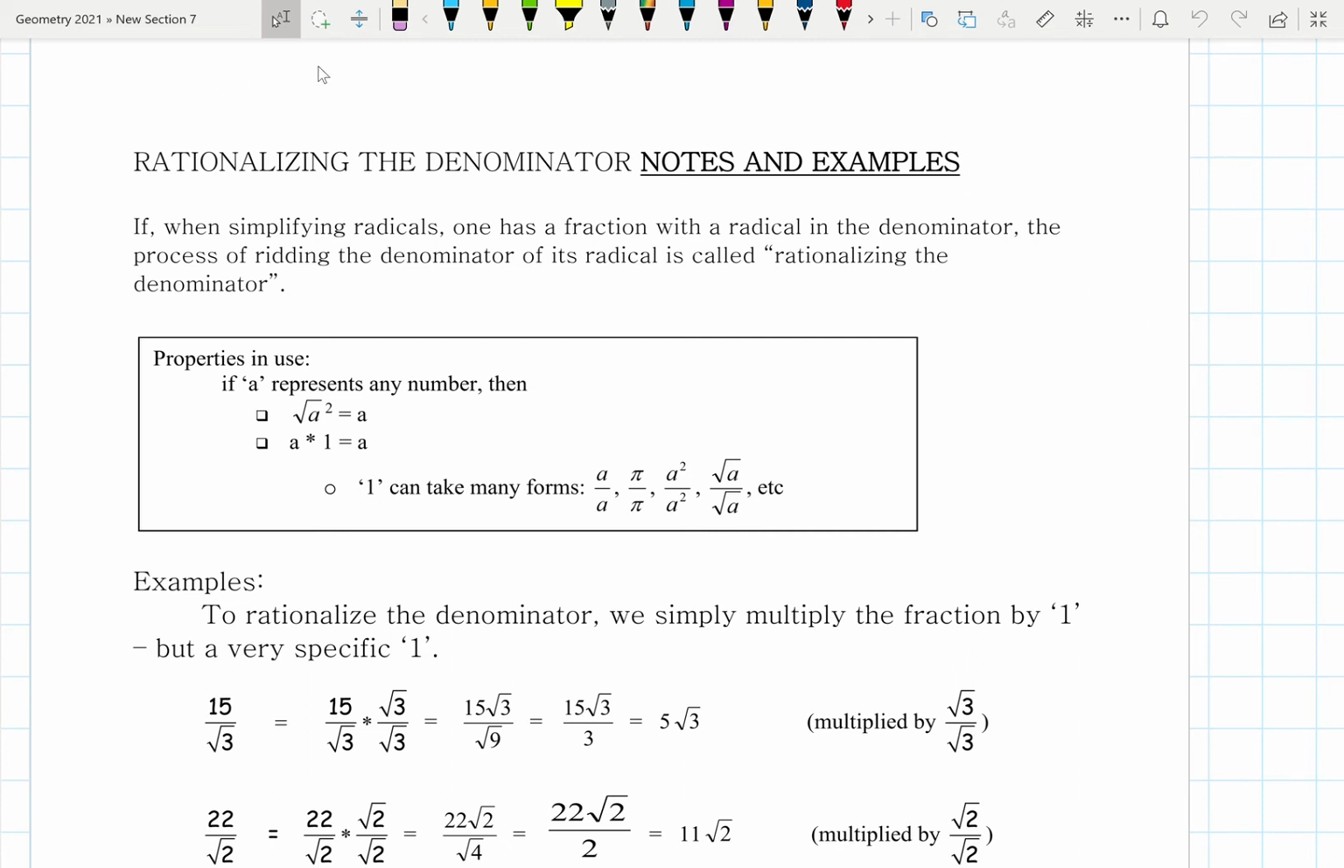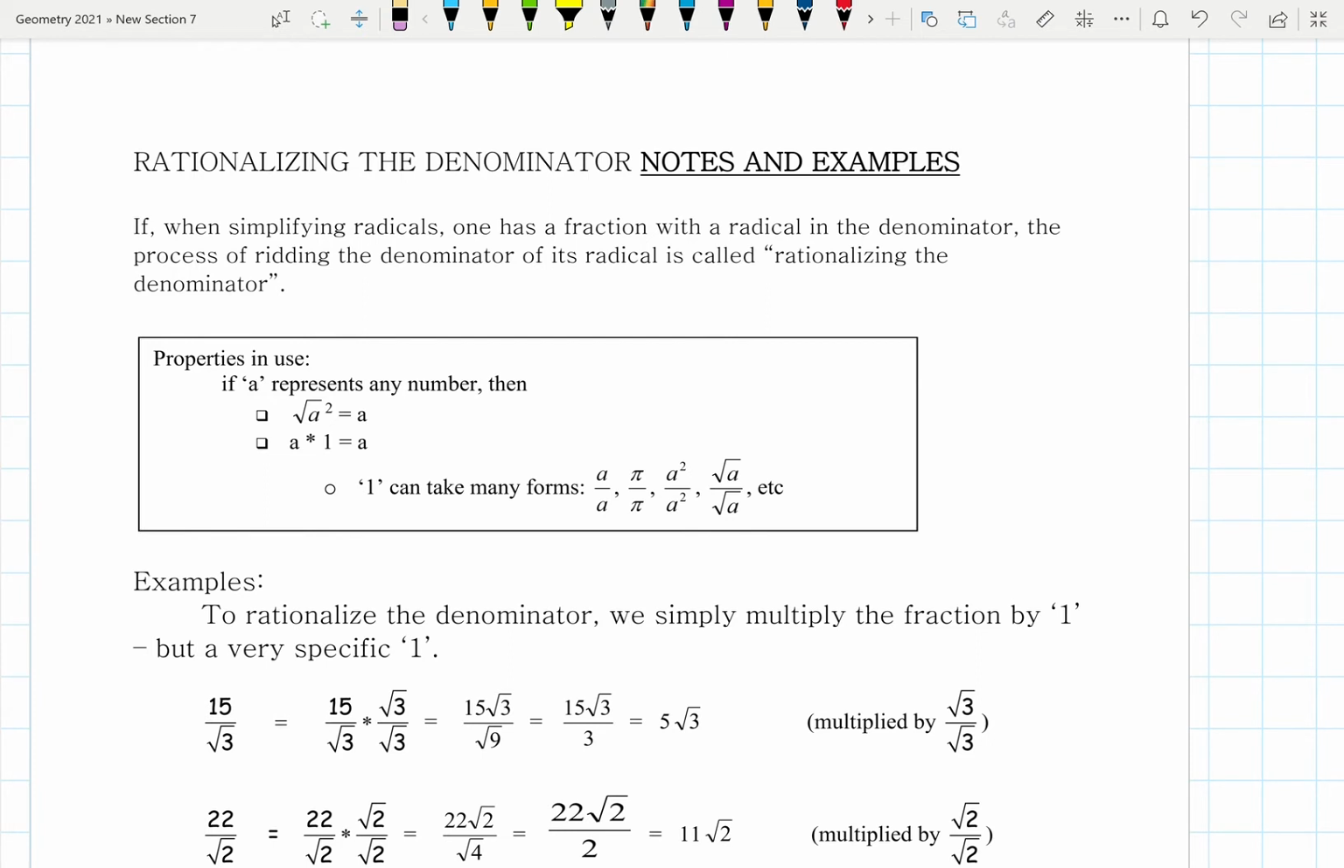Okay, so the process of rationalizing the denominator is the process of getting rid of the square root that shows up in the denominator, because mathematically we say that that's just ugly to leave a square root in the denominator. And you'll run into it a lot more when you get into pre-cal, and you'll see why it's important to get rid of it then.